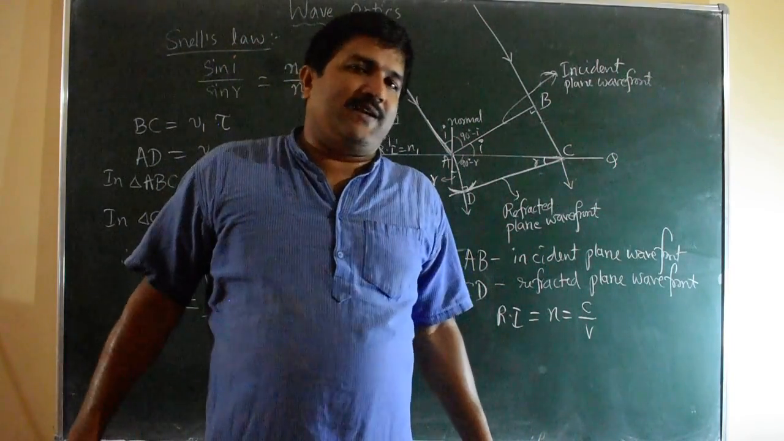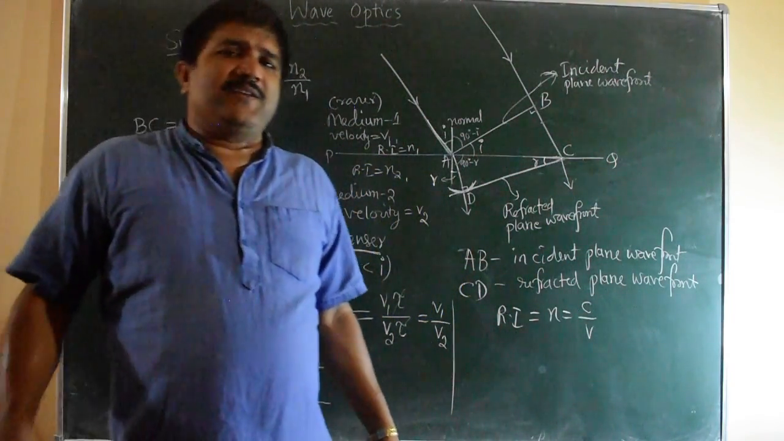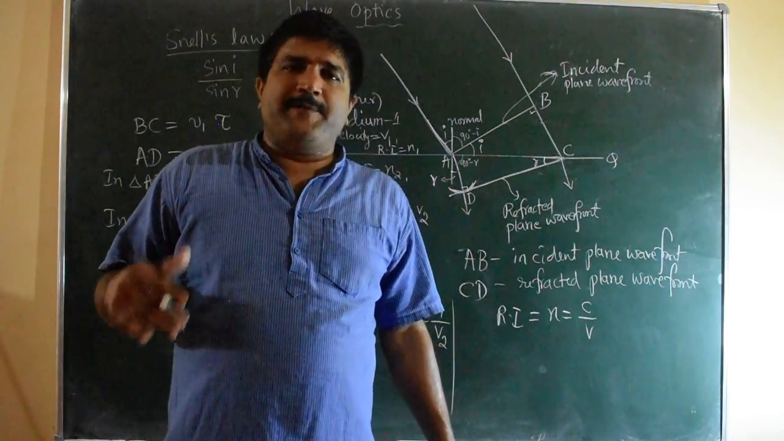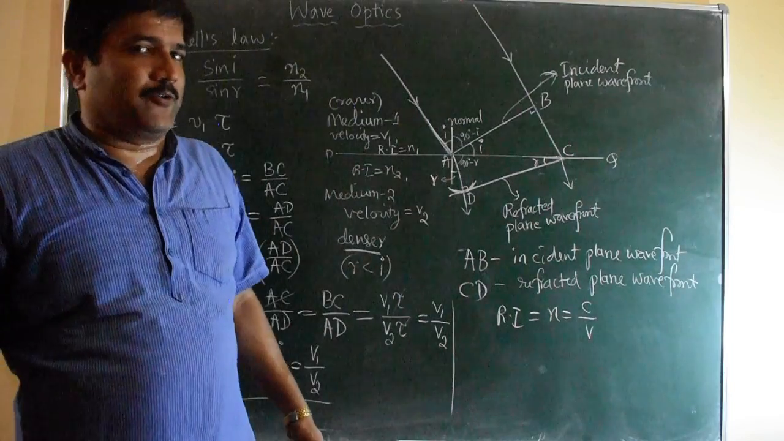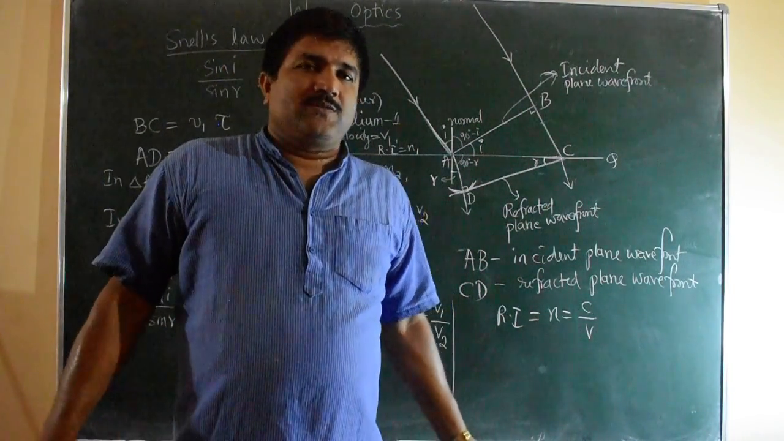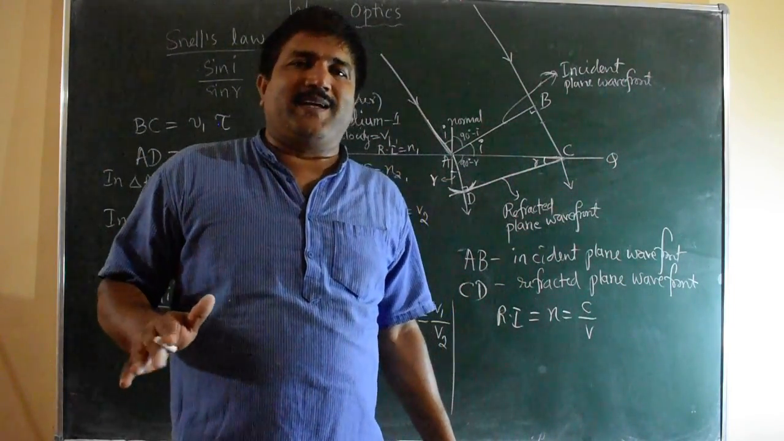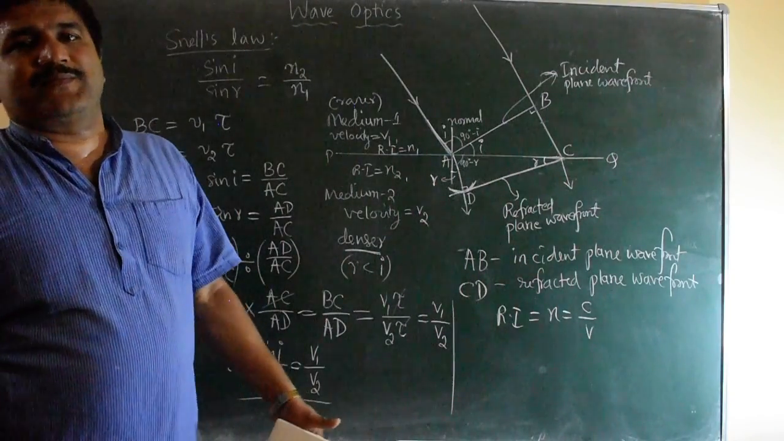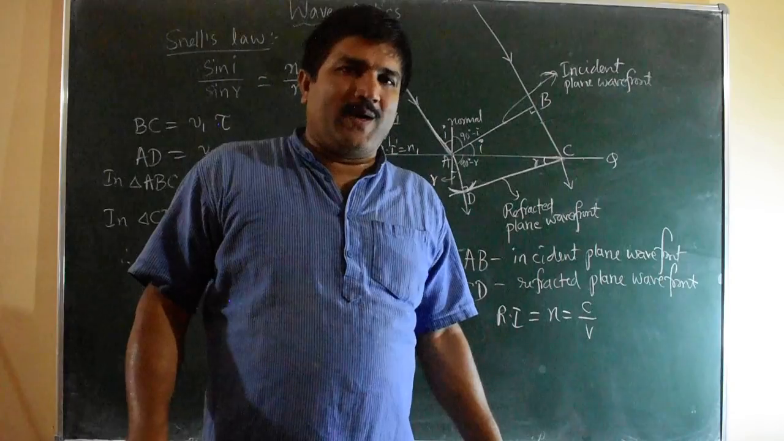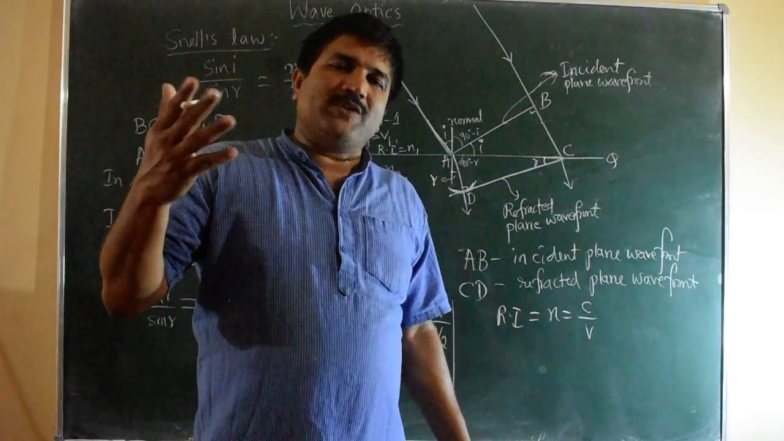It is more than 1, because the speed of light is the highest in vacuum compared to the speed of light in any medium. So the numerator is the speed of light in vacuum, which is the highest number, and the denominator will be smaller than that. Hence the ratio will always be more than or equal to 1. If it is vacuum, then the refractive index is 1. For any other medium, the refractive index is more than 1.